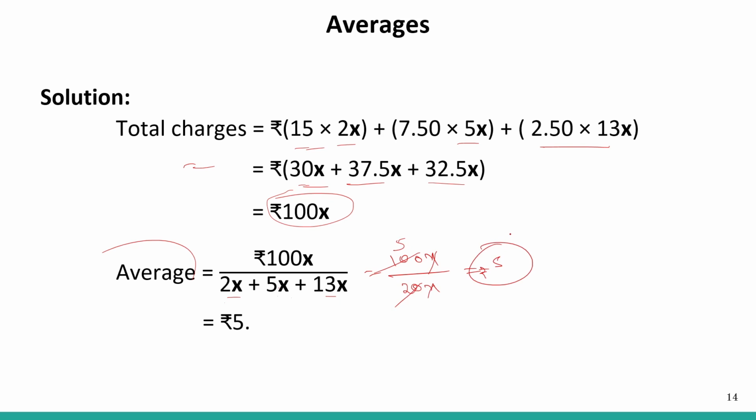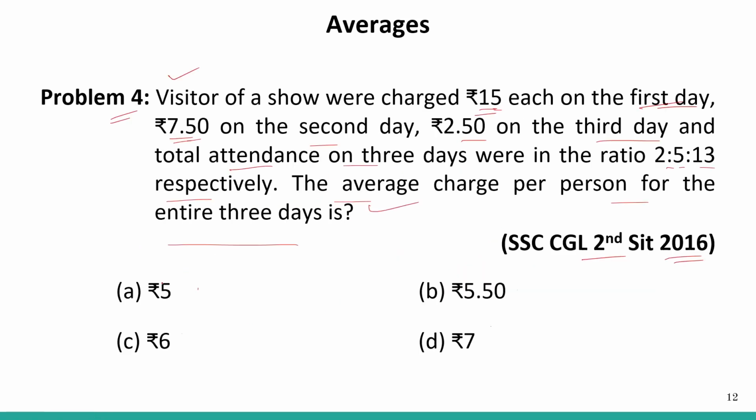So 5 rupees is the average that was charged on every ticket for the whole 3 days. So 5 rupees is the correct answer, and option A is the correct one. These are all wrong: 6 rupees is wrong, 5.5 rupees is wrong, and 7 rupees is wrong. The only correct answer here is 5.